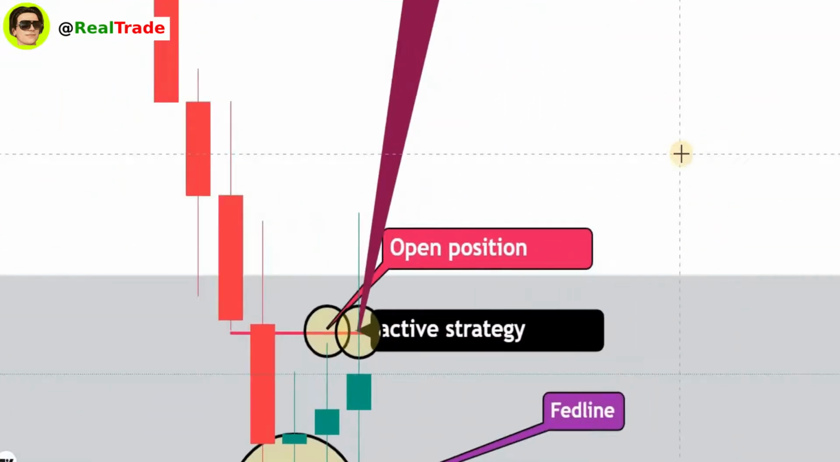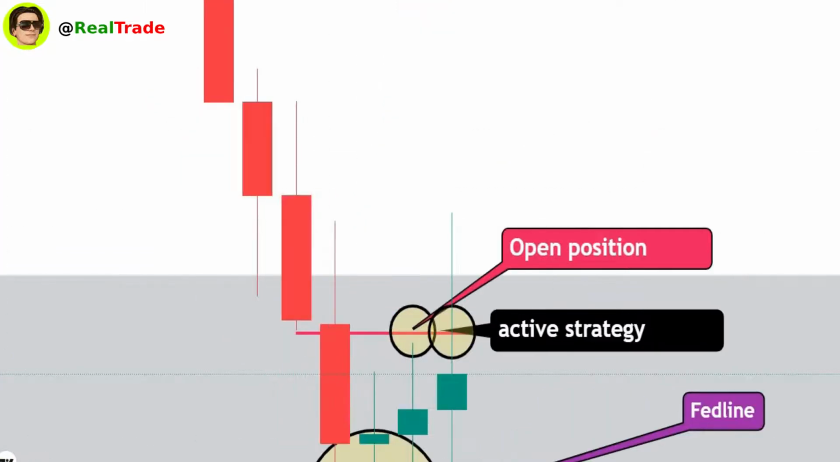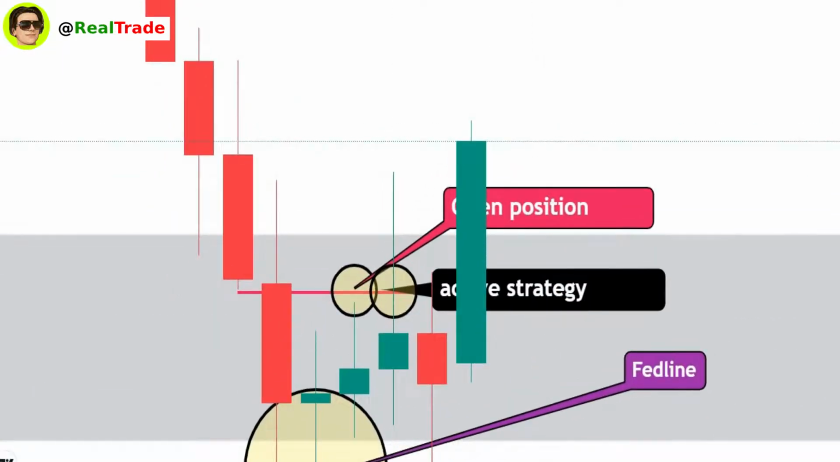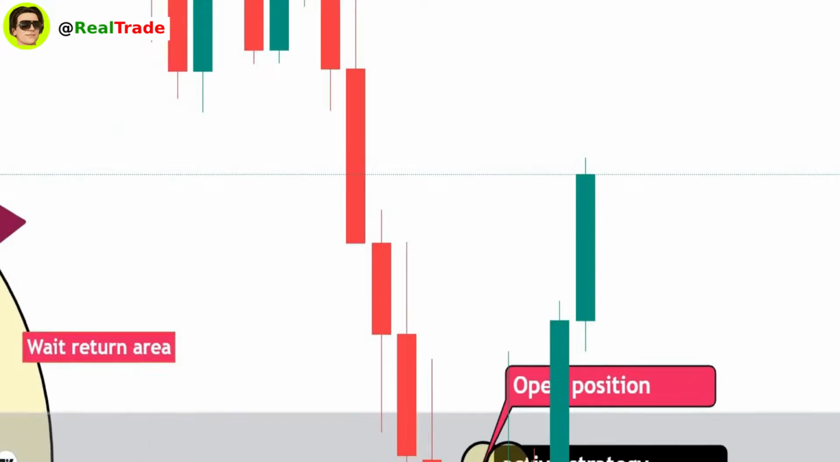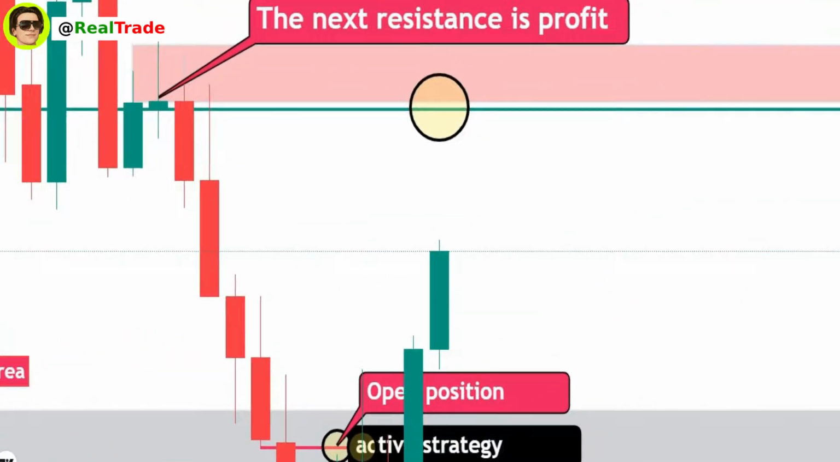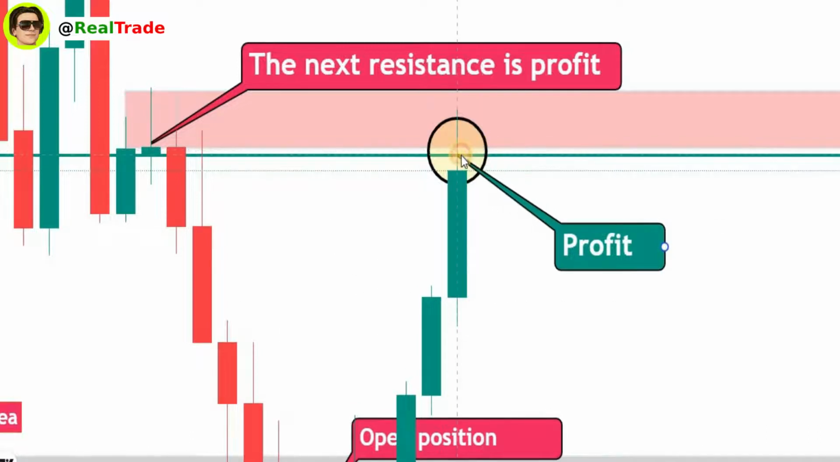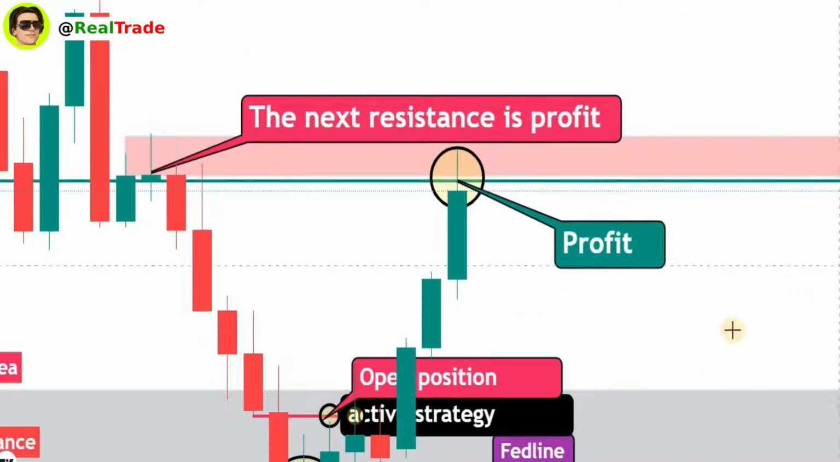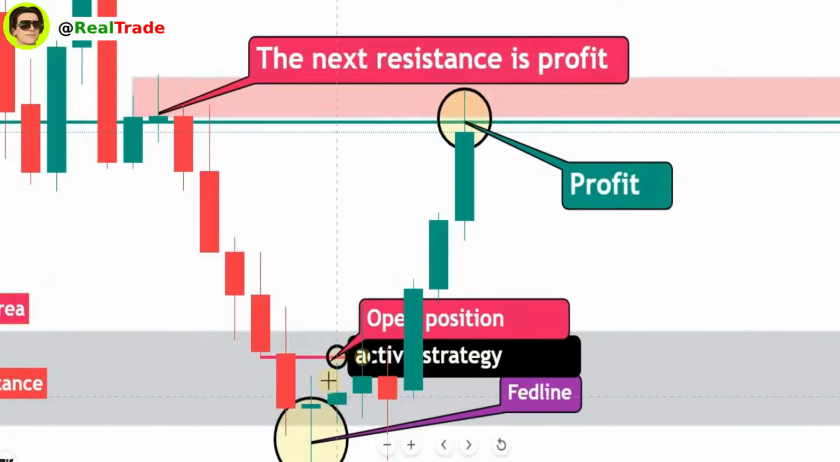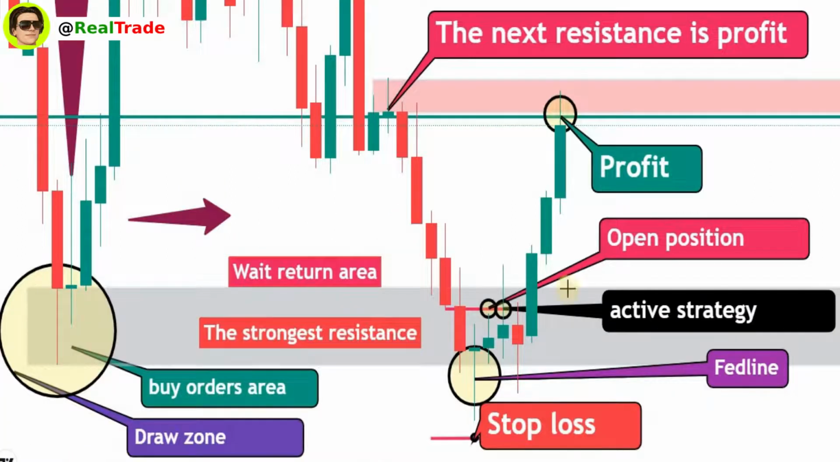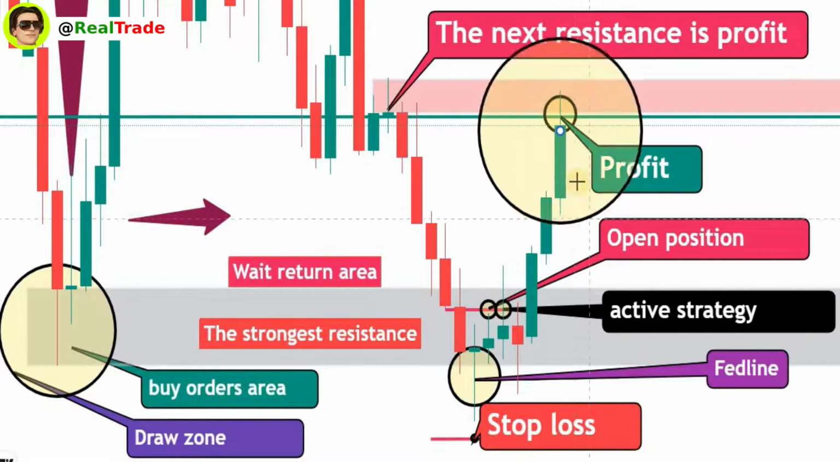Yes, continue. Slow candle, continue. Big candle, full candle, green candle. Yes, continue. Yes, take a profit. Take a profit area. Fed line on the take a profit. Look at the Fed line. Yes, take a profit. This position very good. Very good. Carefully.